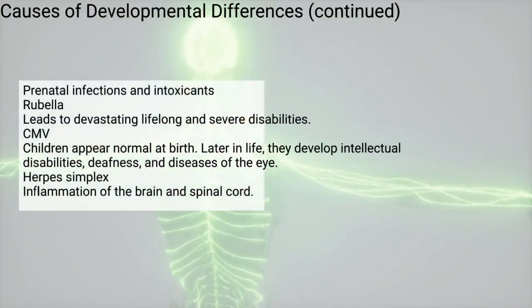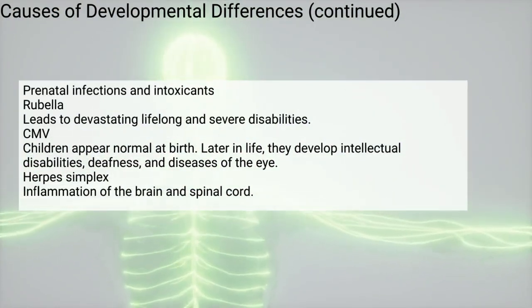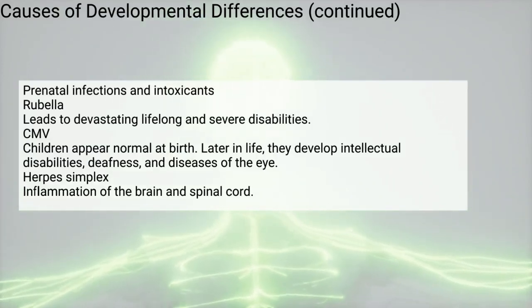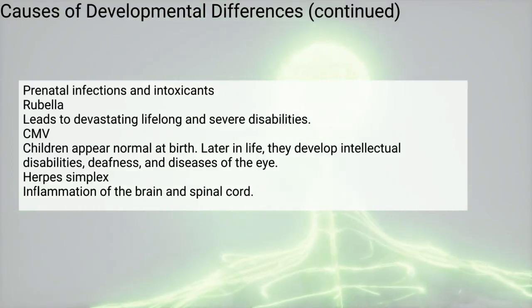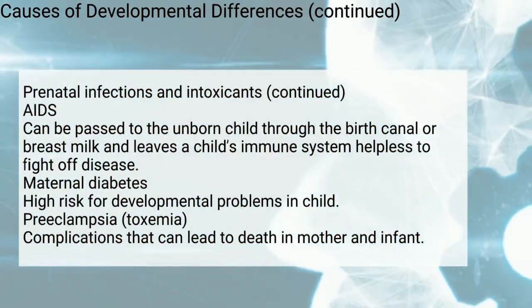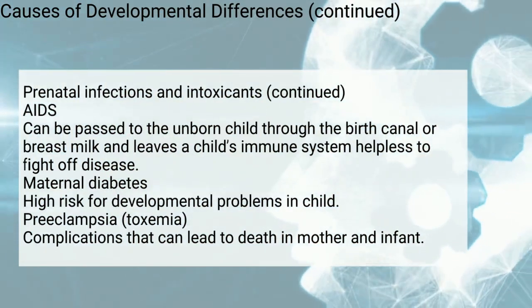Prenatal infections and intoxicants. Rubella leads to devastating lifelong and severe disabilities. CMV. Children appear normal at birth. Later in life, they develop intellectual disabilities, deafness, and diseases of the eye. Herpes simplex. Inflammation of the brain and spinal cord. AIDS can be passed to the unborn child through the birth canal or breast milk and leaves a child's immune system helpless to fight off disease.